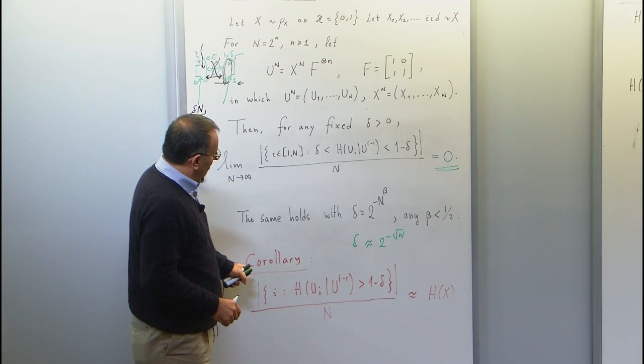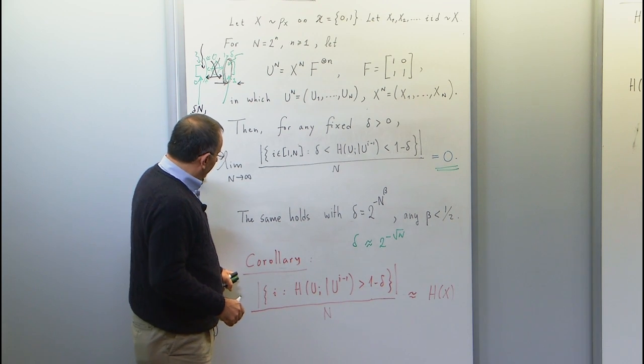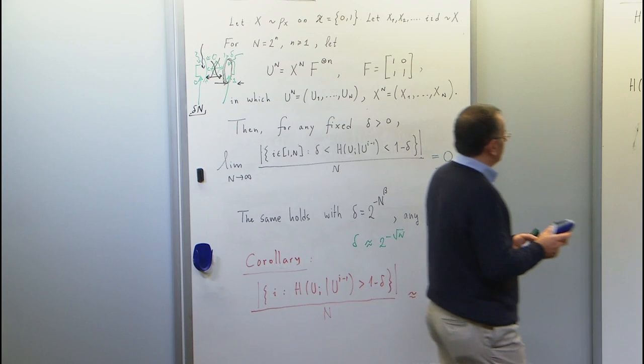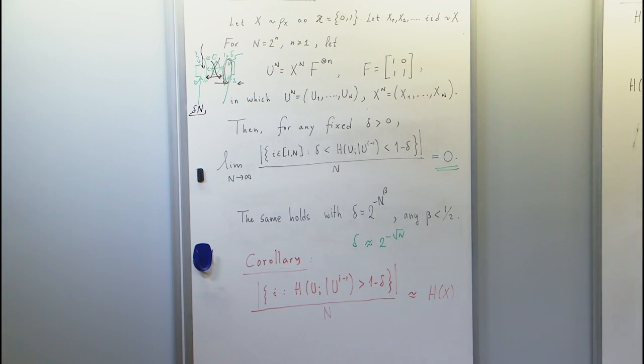So, let's stay on this subject and see how we can use this to do source coding. Question: is there an intuitive reason why you can expect this polarization to happen? Well, I will show it. I will show it.